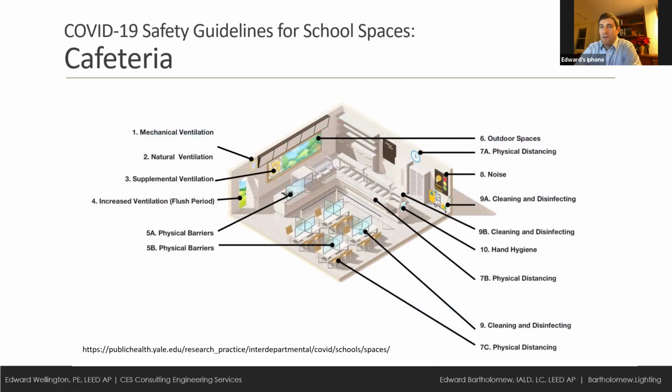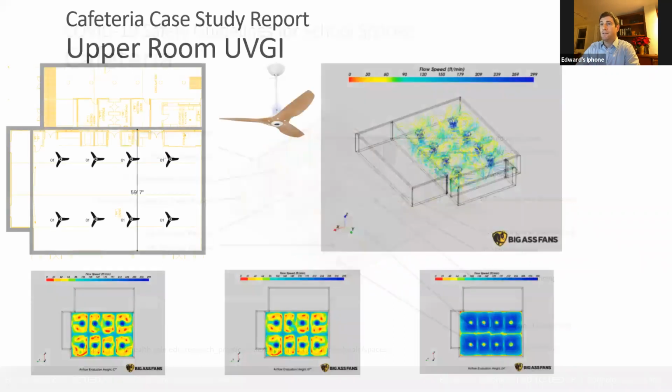So we also looked at an example of applying the fan-assisted upper air technology to a cafeteria. Obviously larger square footage than a classroom. The fixed upper air fixtures may not be practical for such a large volume of space. So we looked at introducing fan-assisted or ceiling fans.